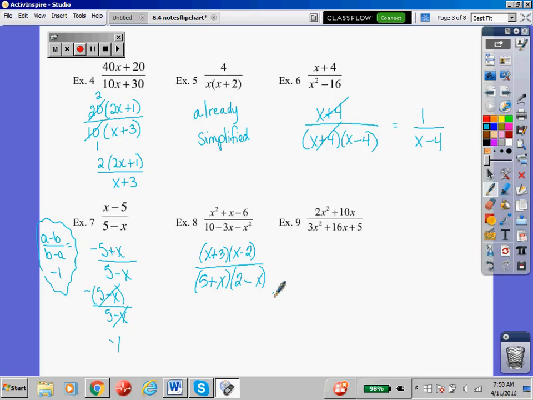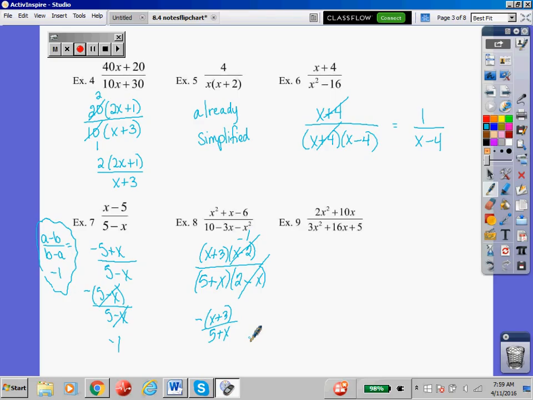Now watch this. This connects. There's a method to my madness here. Look at example 7 where we said a minus b over b minus a is negative 1. So x minus 2 over 2 minus x reduces to negative 1. So this is a negative times the quantity x plus 3 over 5 plus x. Okay, so be very, very careful with that.